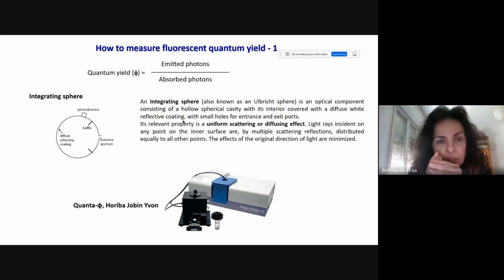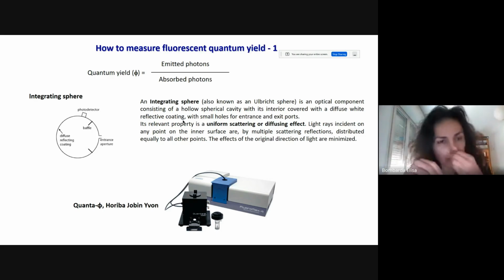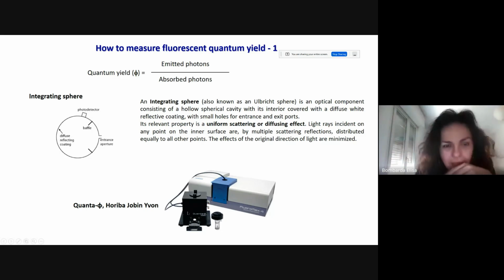And normally, if you want to do things extremely correctly, and that's normally done in the national bureau of standards, you use an integrating sphere, with which you detect the fluorescence in all directions, so you really don't lose anything. So you really have a measure of the real fluorescence.